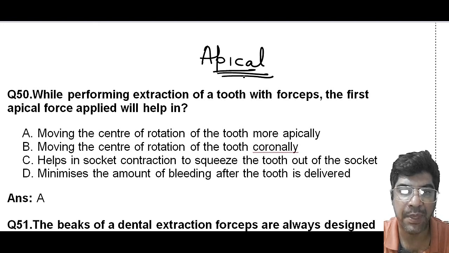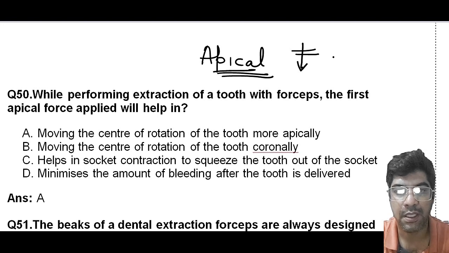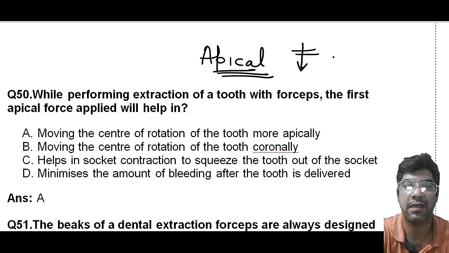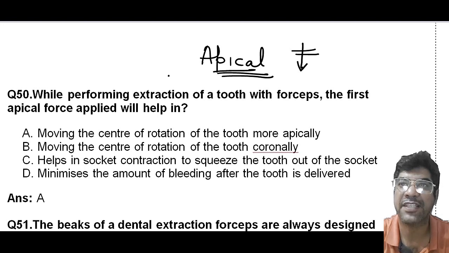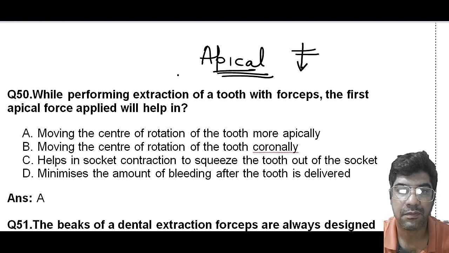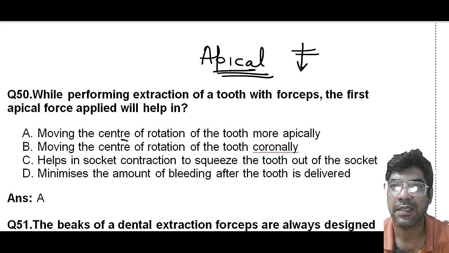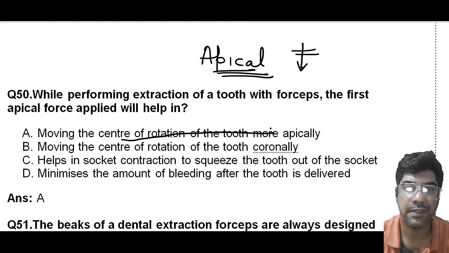Although the tooth moves in the apical direction minimally, by using apical pressure you will expand the tooth socket. By applying the apical pressure, the tooth socket is expanded by insertion of the beak down into the periodontal ligament. So this apical pressure would cause bony expansion. And the second reason is the center of rotation would be shifting more apically.